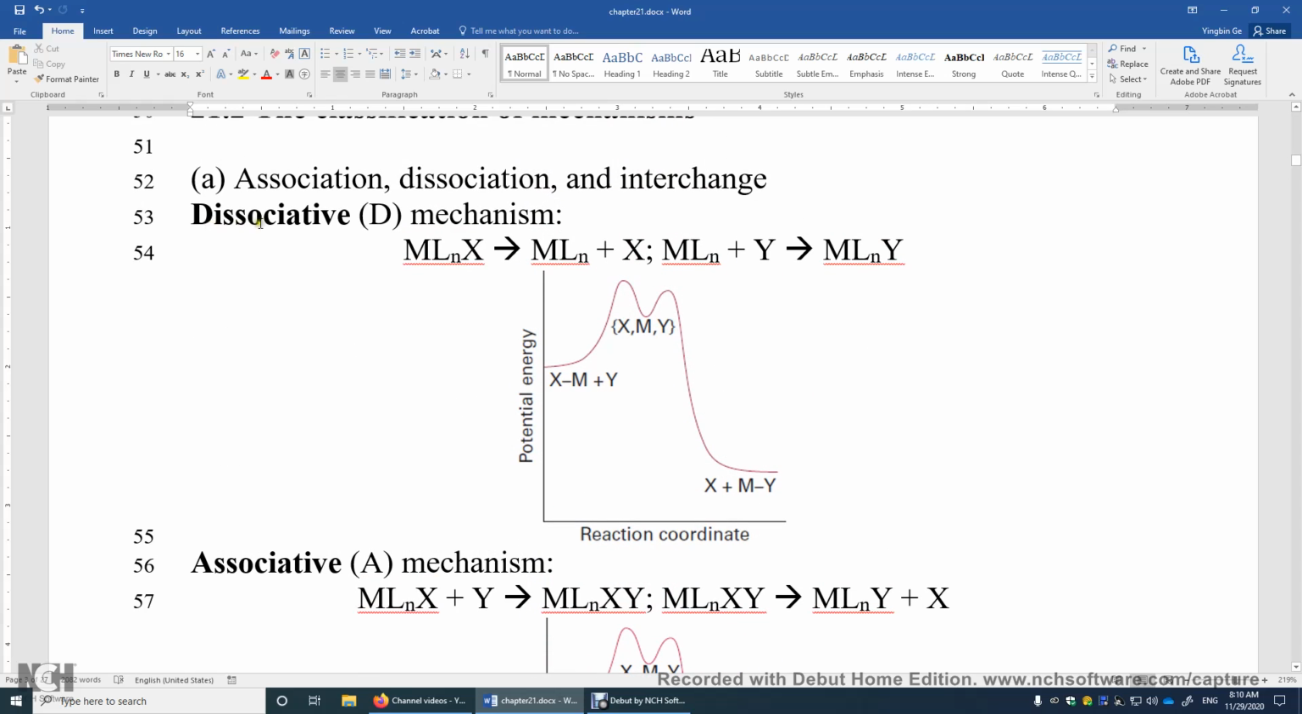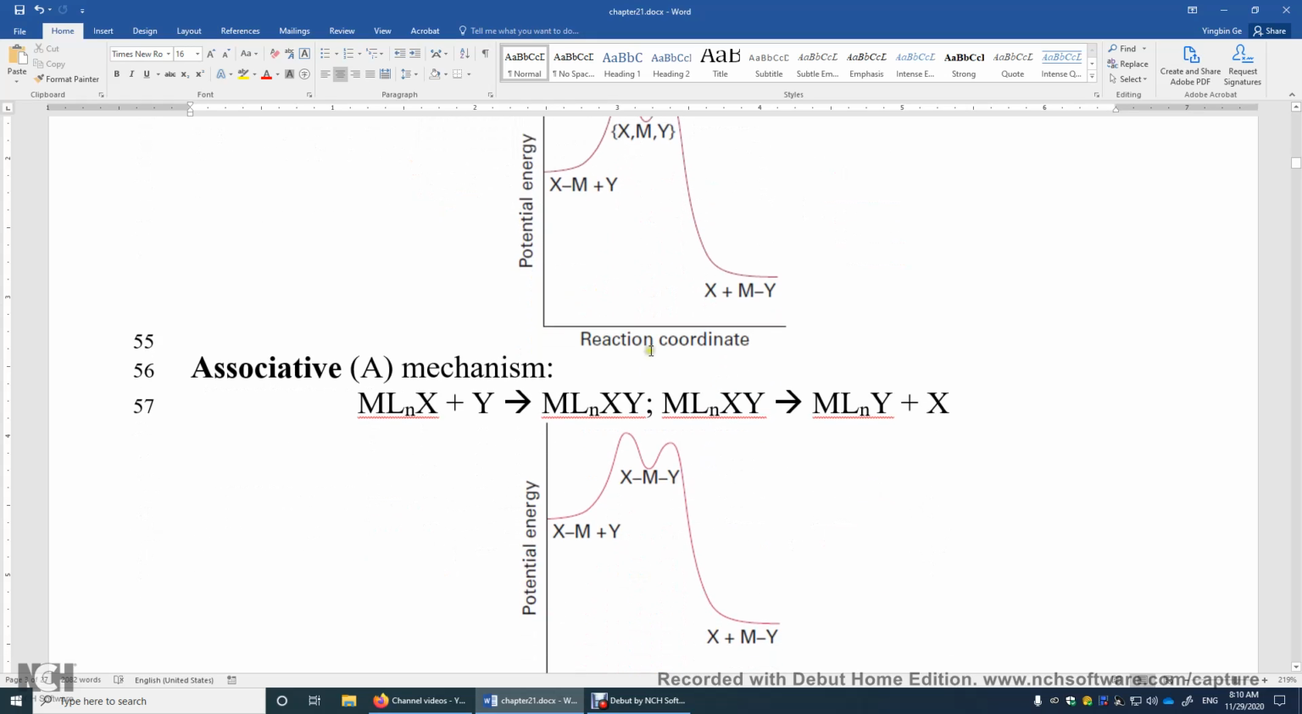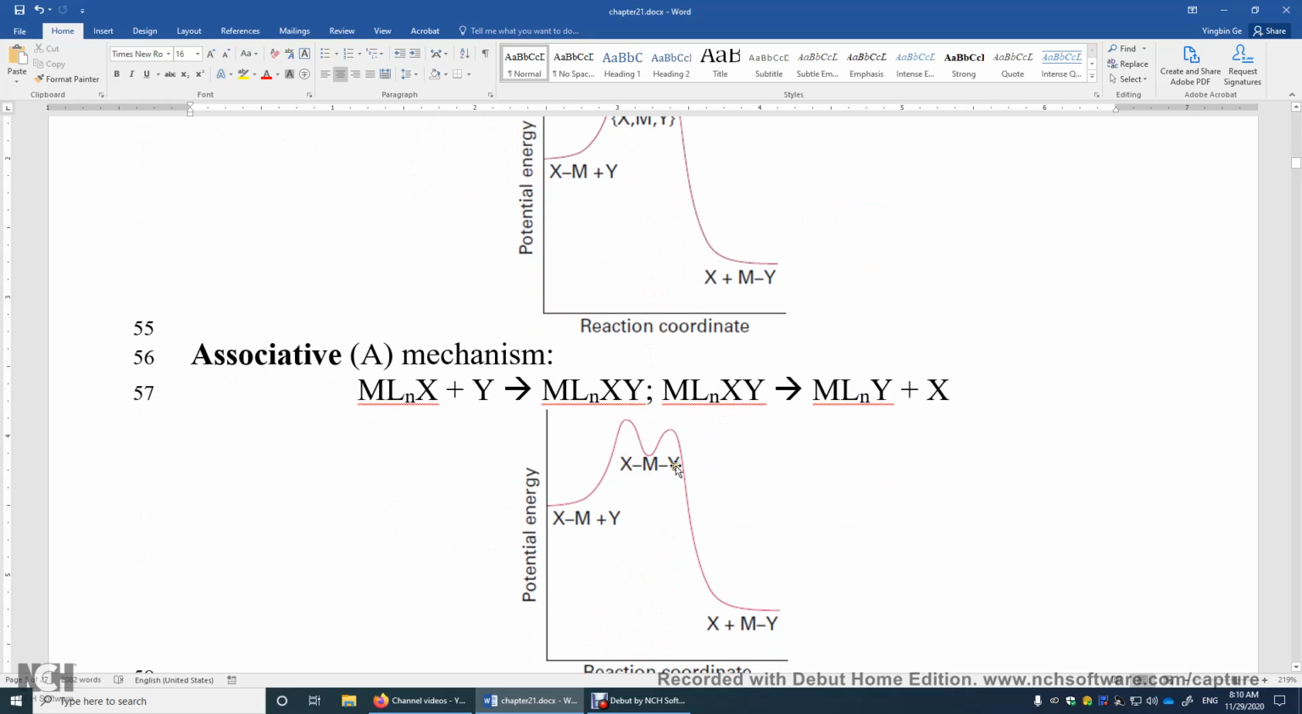So this is the dissociative mechanism. Again, if you freeze the entire reaction mixture, you'll be able to somehow isolate this M. It's actually ML sub n. It's not bonded to X or Y. Over here, M is bonded to both X and Y. It's a higher energy intermediate species, but it can be isolated if you freeze this reaction mixture.